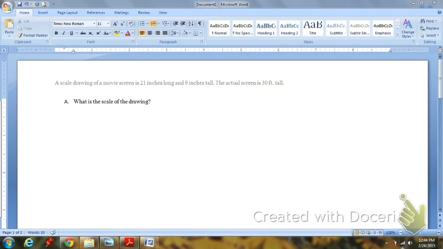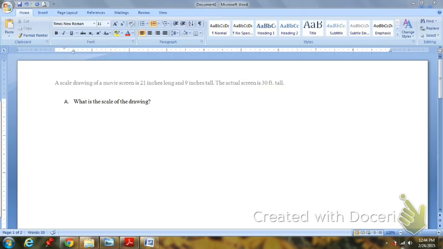The problem reads, a scale drawing of a movie screen is 21 inches long and 9 inches tall. The actual screen is 30 feet tall. Part A asks us, what is the scale of the drawing?